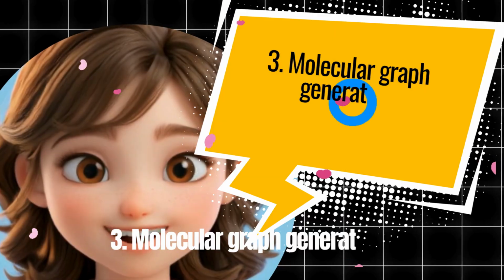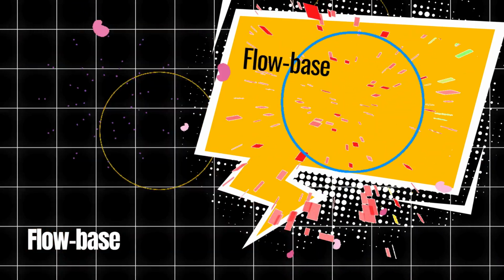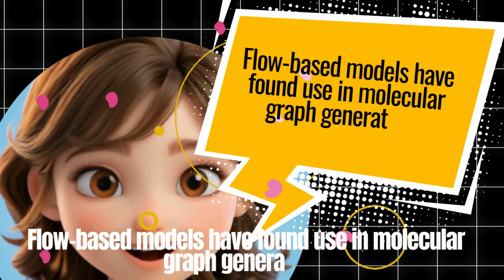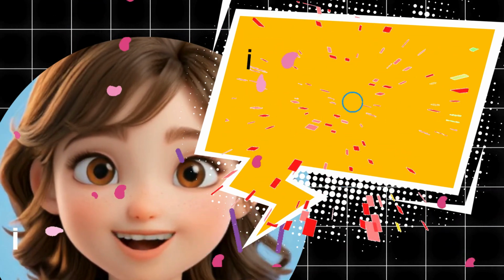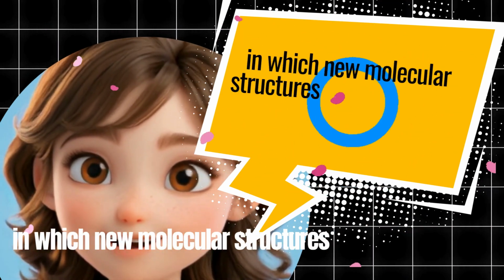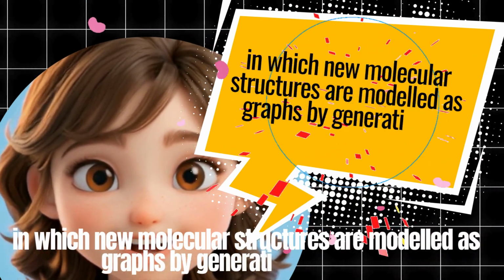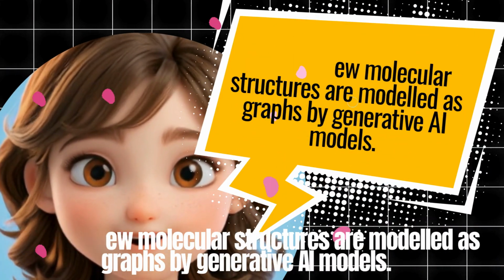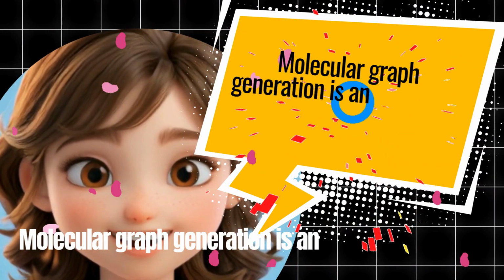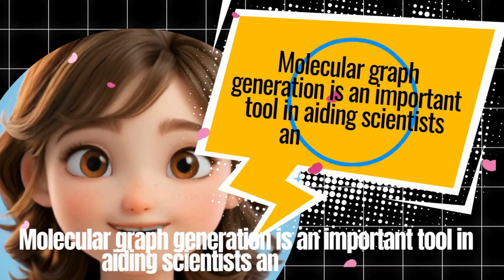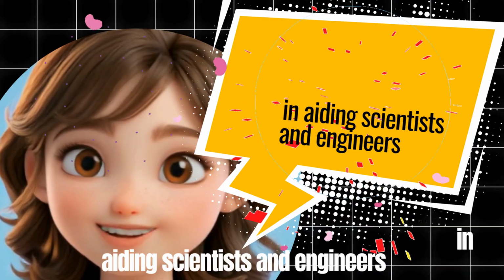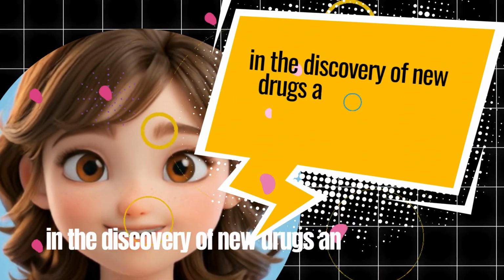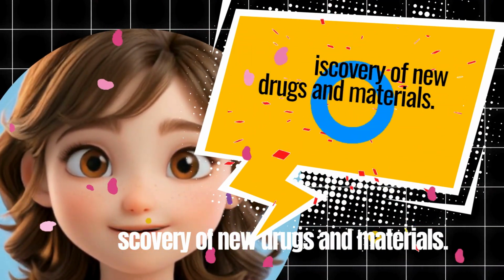3. Molecular graph generation. Flow-based models have found use in molecular graph generation, in which new molecular structures are modeled as graphs by generative AI models. Molecular graph generation is an important tool in aiding scientists and engineers in the discovery of new drugs and materials.